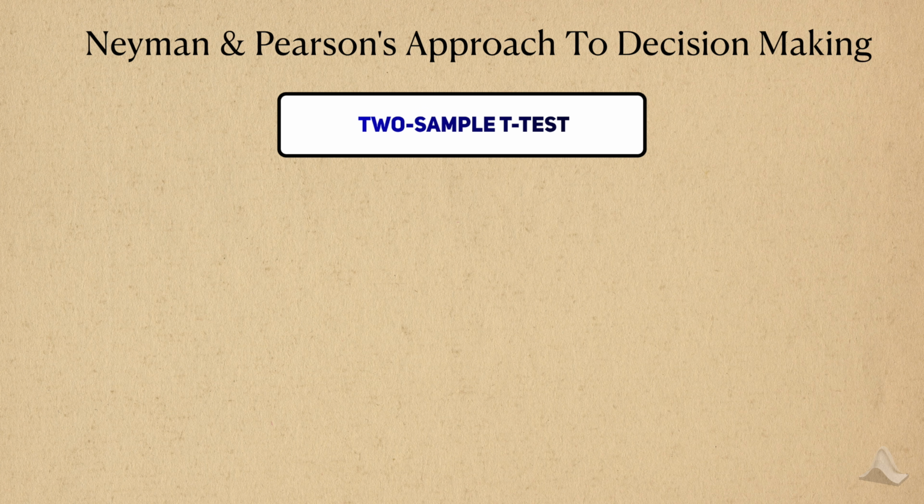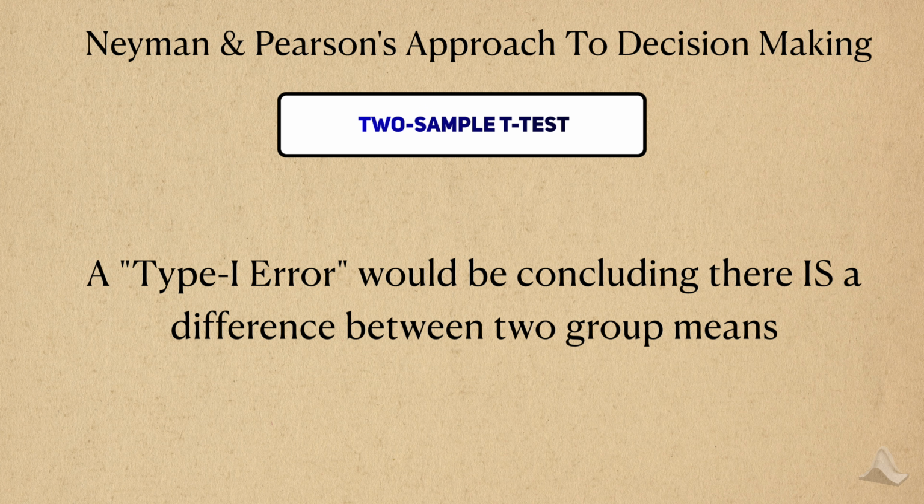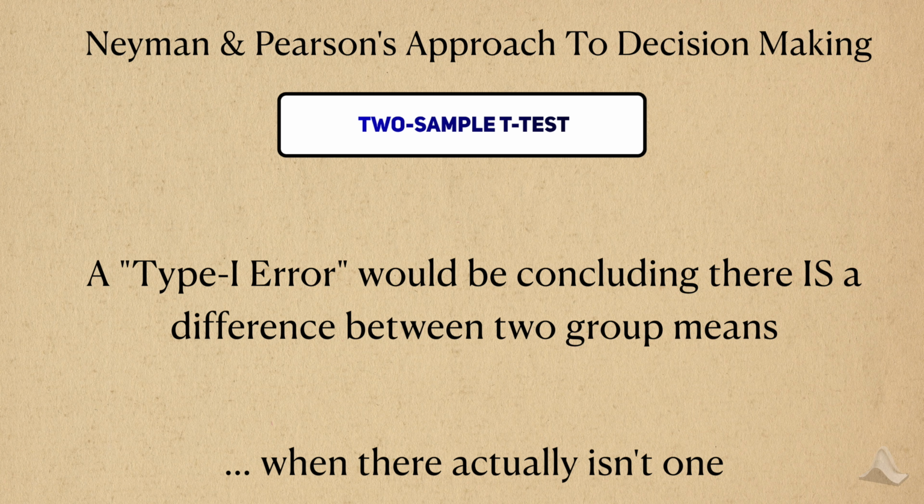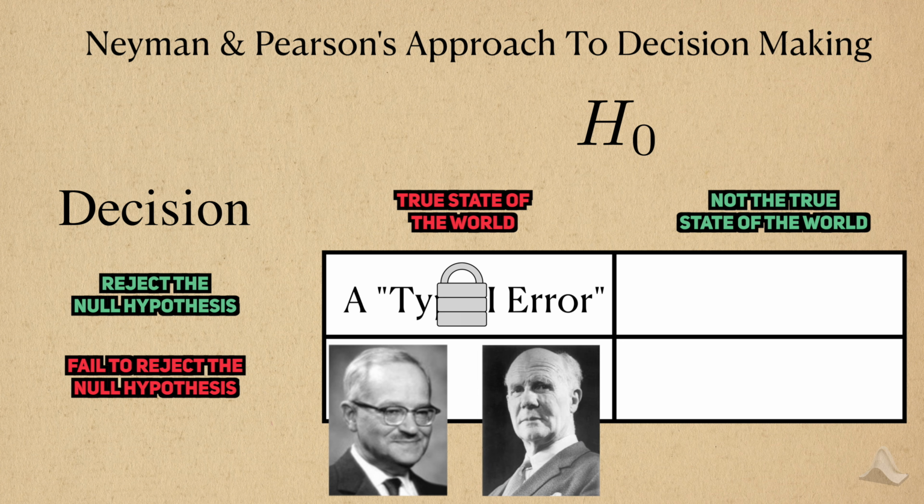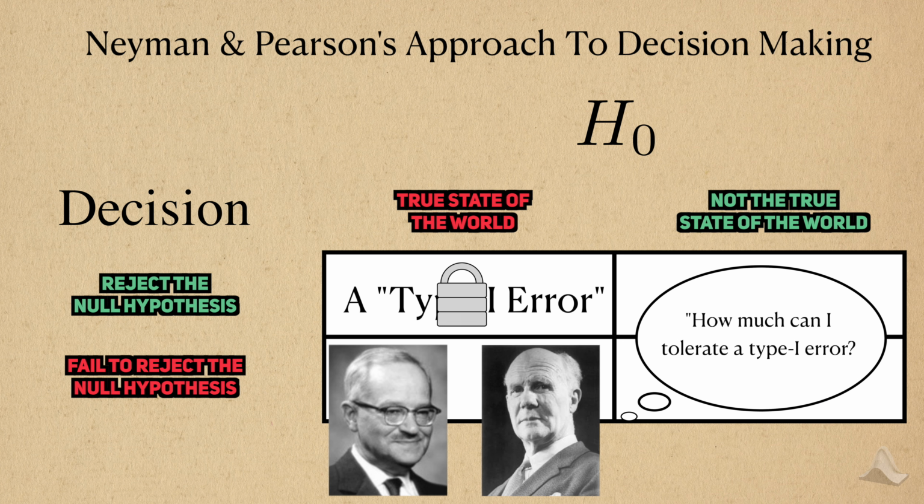In a two-sample t-test, a type 1 error is concluding that there is a difference between two groups when there actually is none. Neyman and Pearson approached the decision-making process from the perspective of type 1 error control. Before we collect any data, Neyman and Pearson tell us that we can change how tolerant we want to be of type 1 errors. Let me explain.